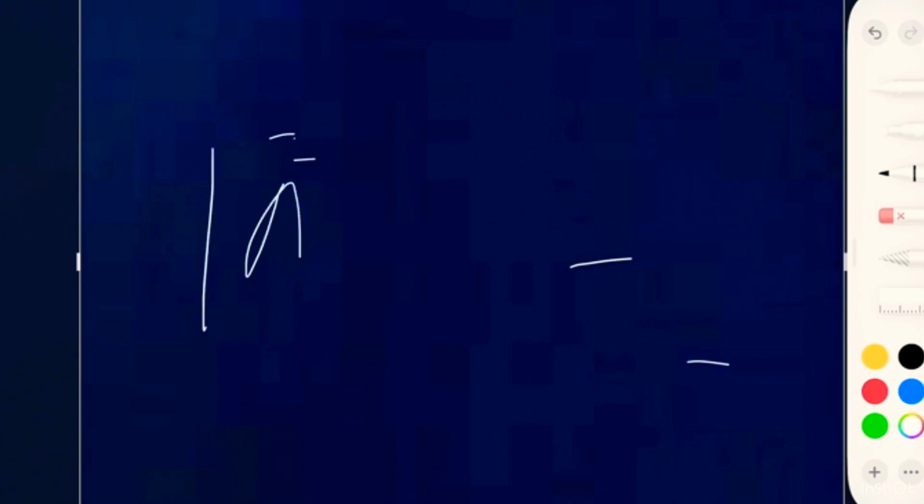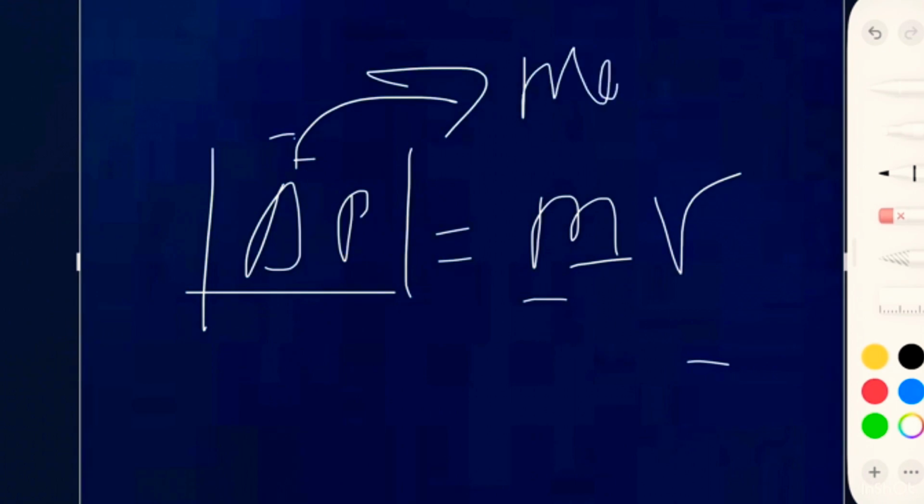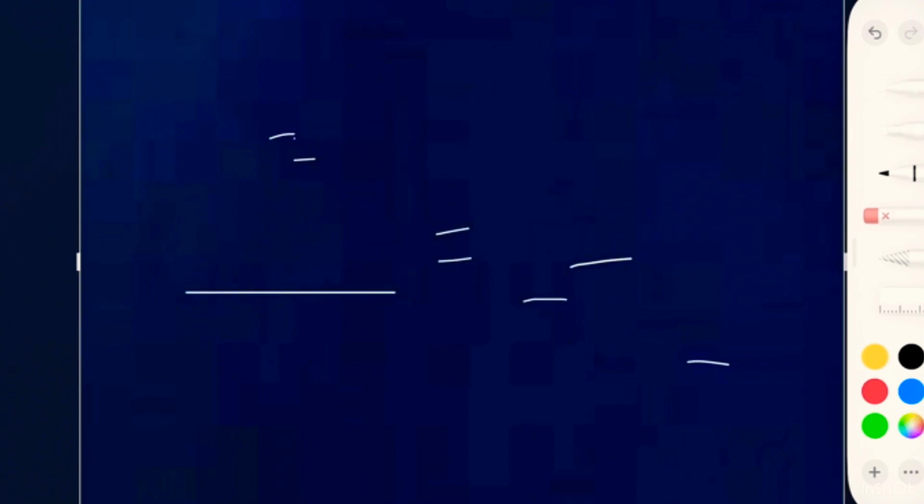Another thing is that delta P is equal to mv. That P is nothing but momentum. That is dP by dt, which is momentum by time. Force is equal directly to the rate of change of momentum by time. That's the rate of change of momentum, and all motions follow the definition of change and time.